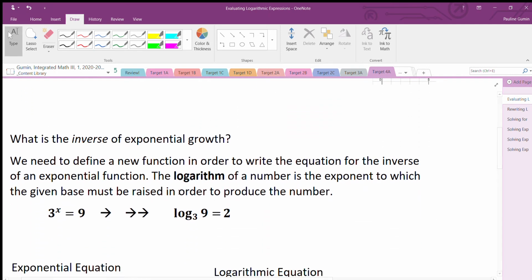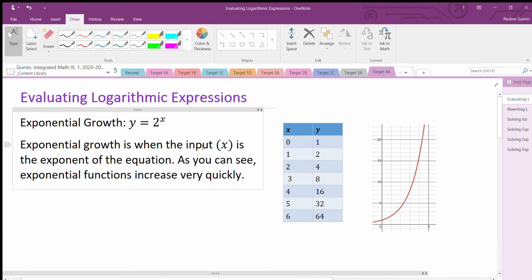So here it is. The inverse of exponential growth is a logarithm. A logarithm of a number is the exponent to which the given base must be raised in order to produce the number. So in y equals 2 to the x, let's say I said, well, what if 64 equals 2 to the x? What is x? Well, say we don't have this chart or the graph, you would need logarithms to solve it.